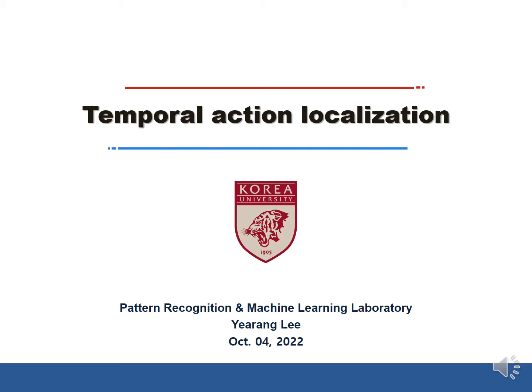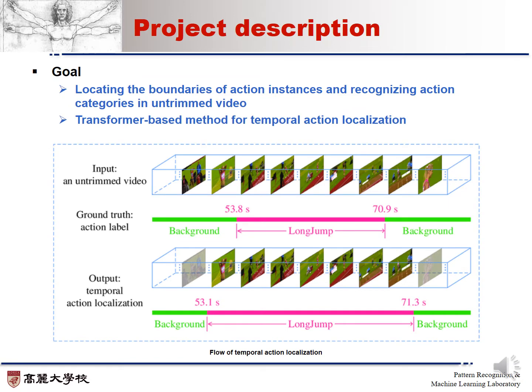So let me explain what this topic is. Simply put, the temporal action localization task is to predict the moment and type of actions in a video. As shown in the figure, when an untrimmed video is entered as an input, it is to find the starting point and ending point where the action occurred in this video, and to classify what action this is.